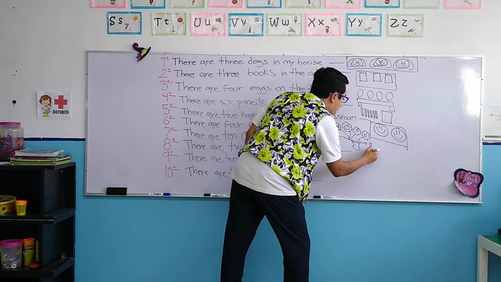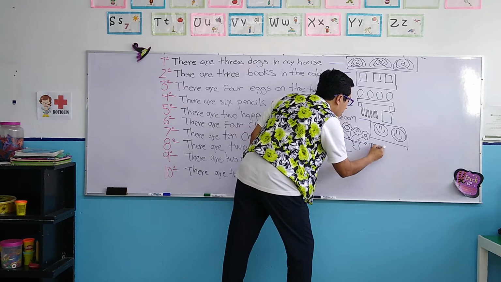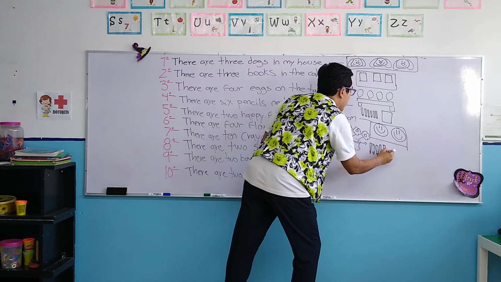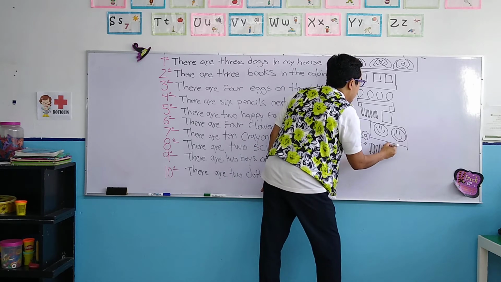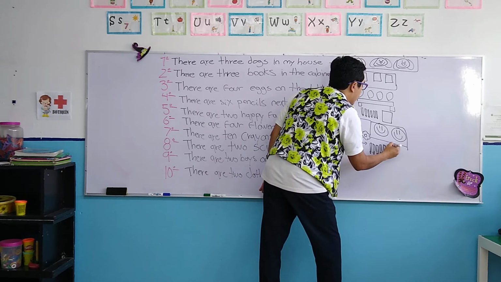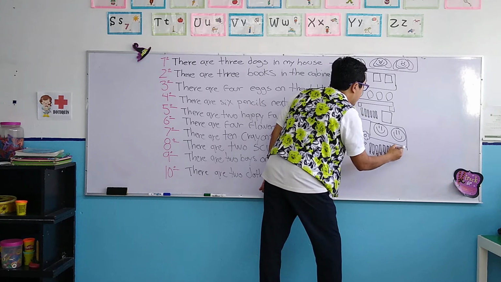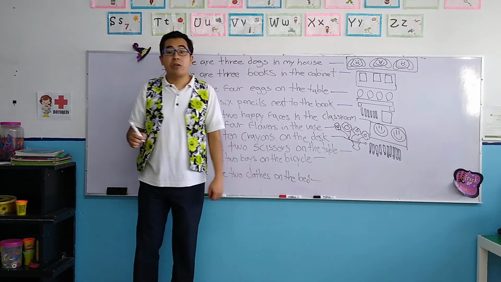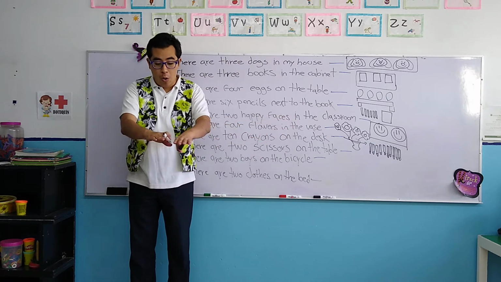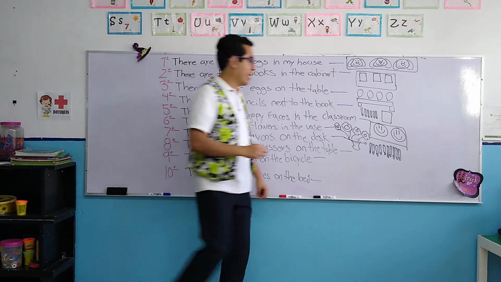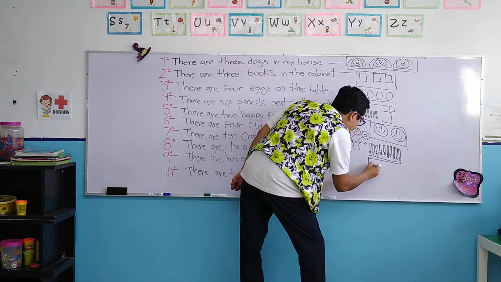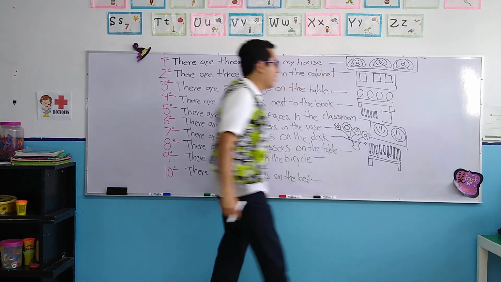Please help me count. 1, 2, 3, 4, 5, 6, 7, 8, 9, and 10. 10 crayons, and those crayons are on, arriba, on the desk, arriba del escritorio. So, like I said, a desk is similar to a table, so we can do it like that.